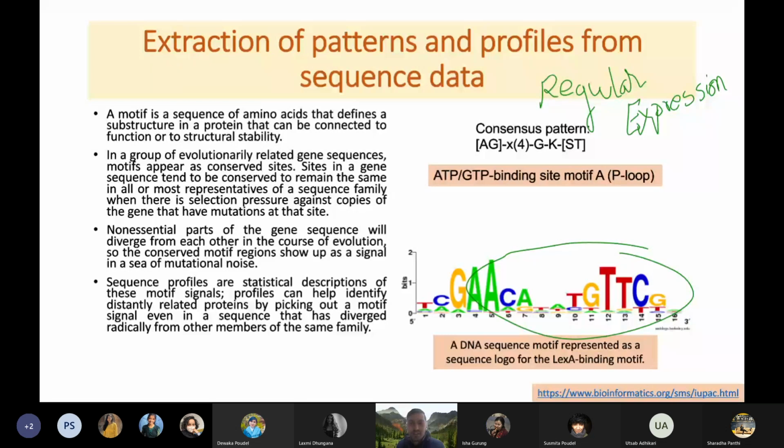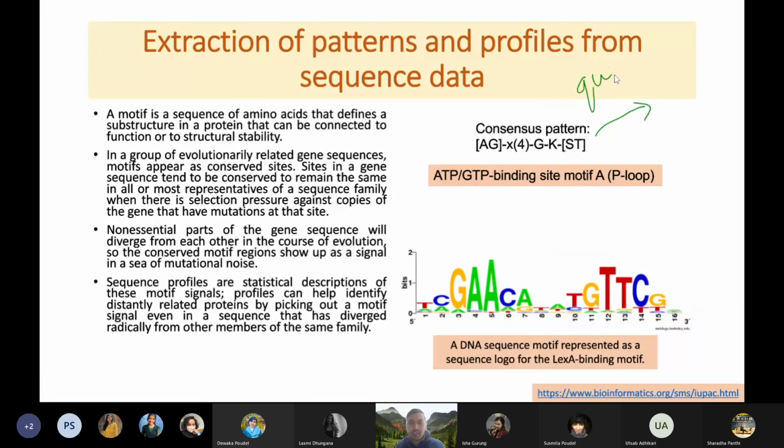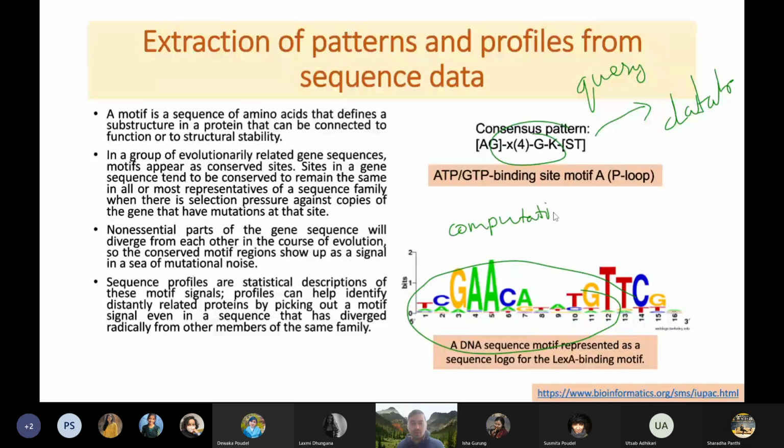This can be queried against the database, right? There's a big database, and now this can act as a query. So even this is the pictorial representation, right? So computational representation also exists, generated by the computer. How do you generate this? You can use this computational representation as a query and send that query to the database, and in my uncharacterized DNA, I can find out where there is a LexA binding protein.